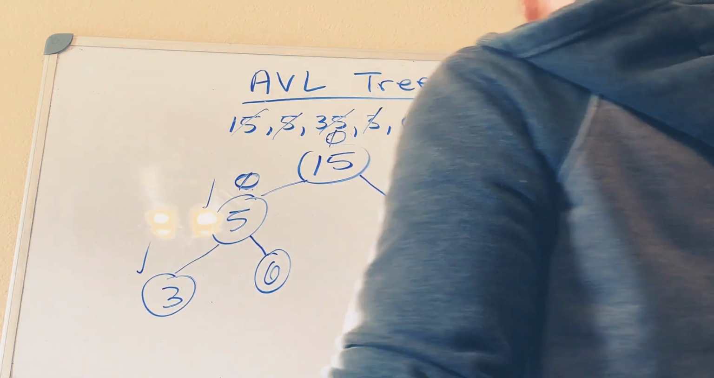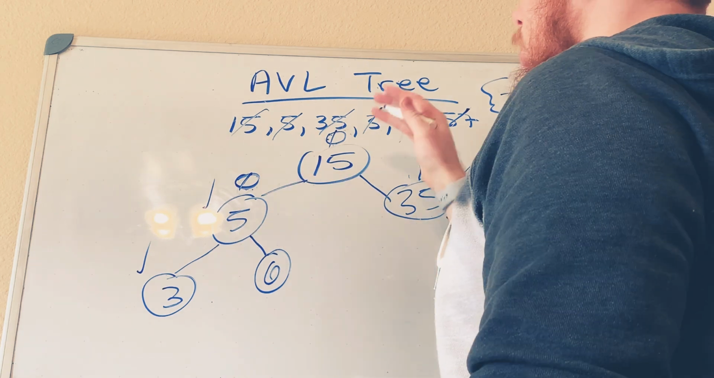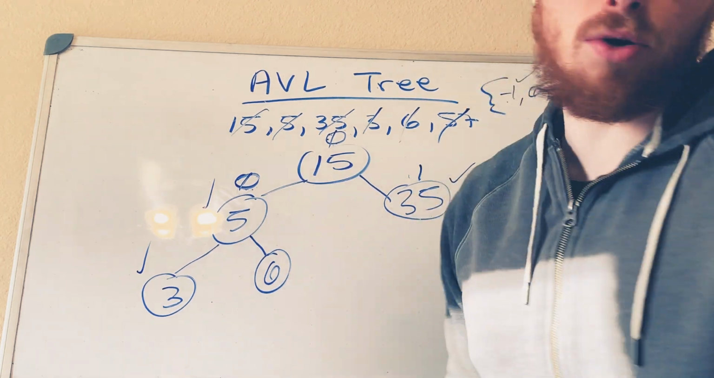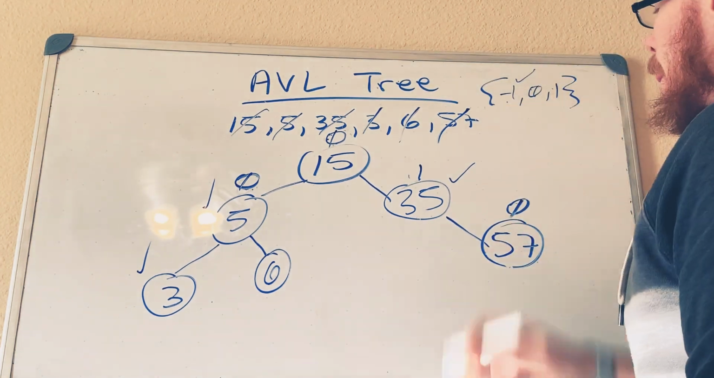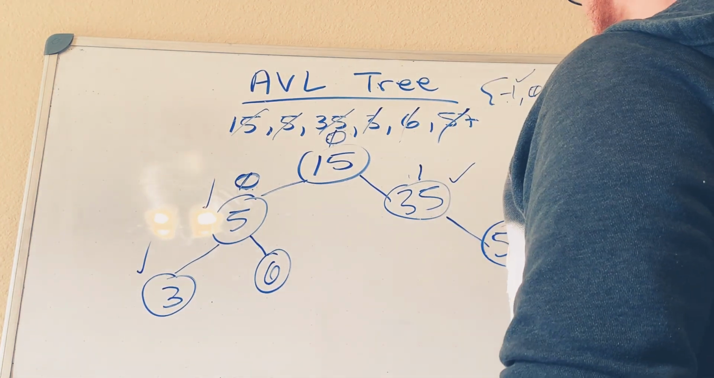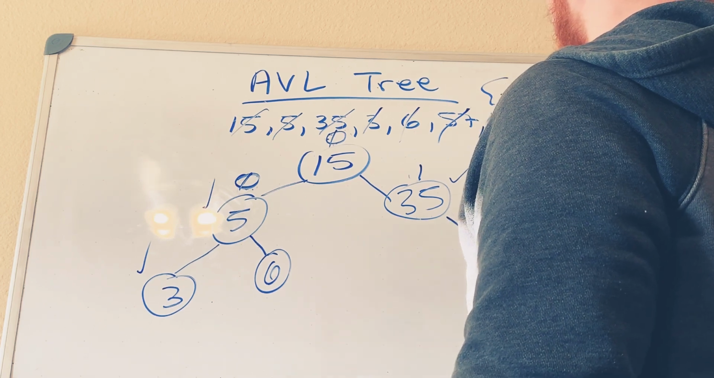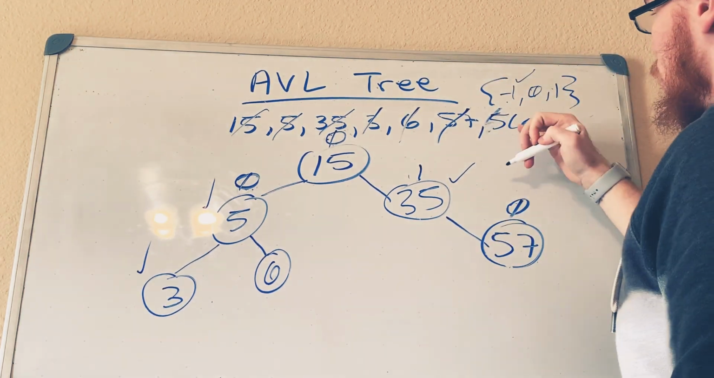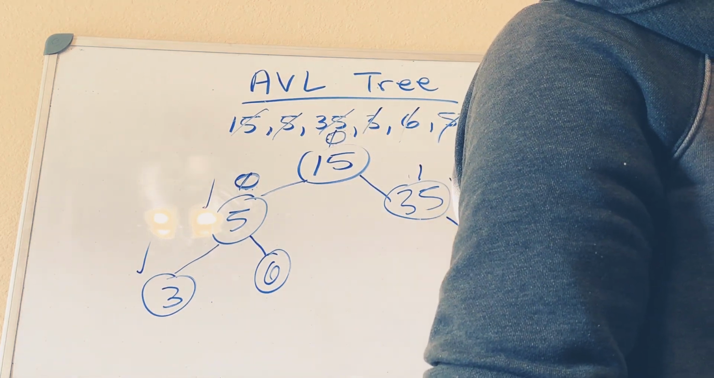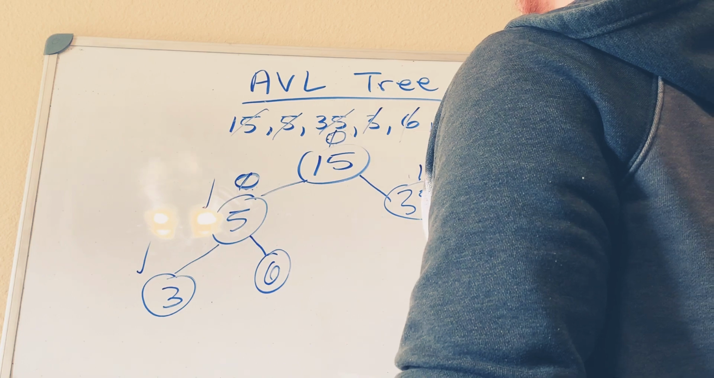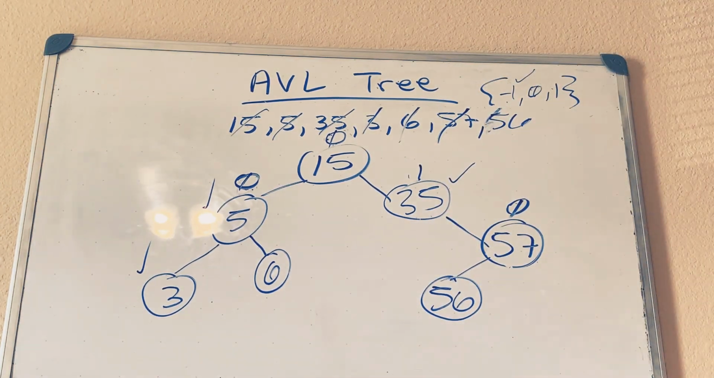Now I ran out of numbers, but let's just add some in, because obviously this is an AVL tree and we haven't really experienced what happens when you insert a node and it gets unbalanced. So let's see what we want to add here. Let's add a 56 to the tree. So 56 is going to come down here. Greater than 35, less than 57. 56 is here.